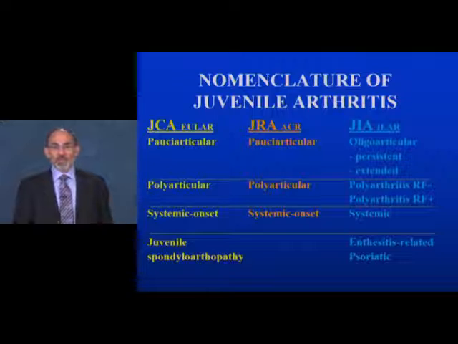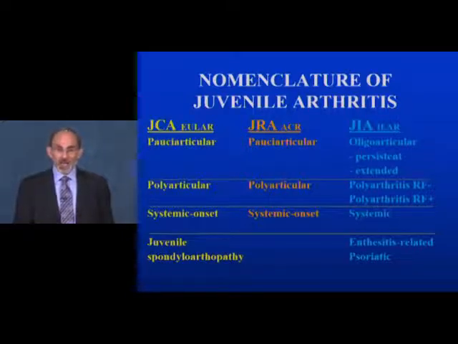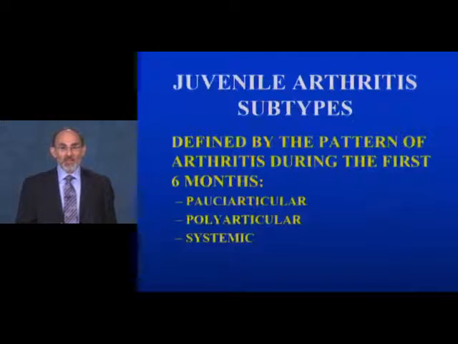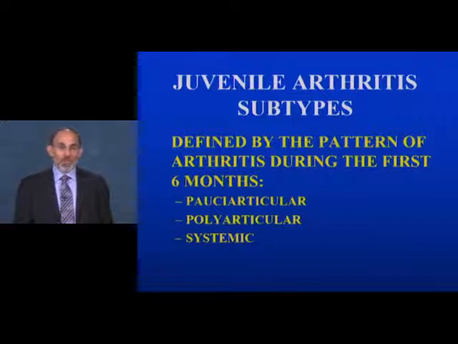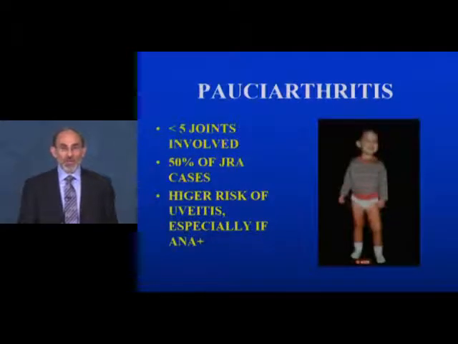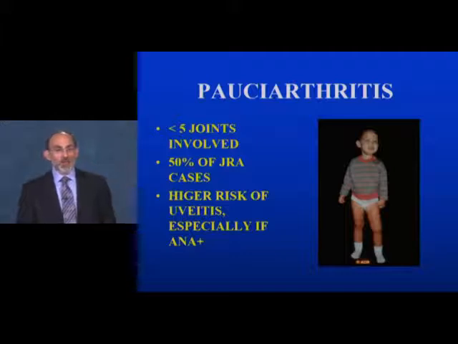It's all clinically based. So I think until we know precisely the pathogenesis of these and can be precise in our use of the different categories, it's best to just understand that basically one either has pauciarthritis if one has fewer than 5 joints involved, polyarthritis if one has 5 or more joints involved, and systemic arthritis if one has fever and systemic features of inflammation in addition to the arthritis. So pauciarthritis is the most common. It makes up about half of the JRA cases.